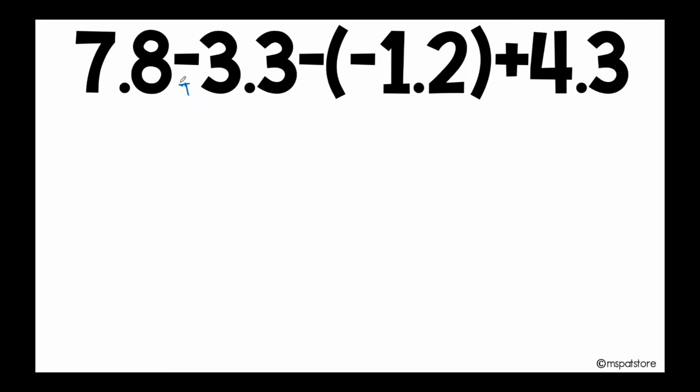Remember that when you're subtracting rational numbers, you need to add the opposite. So let's take a look. We have 7 and 8 tenths. Now I'm going to add the opposite of positive 3 and 3 tenths, so it will be plus negative 3 and 3 tenths. Now I have another subtraction right here, so I'm going to add, remember, the opposite. In this case, it will be positive 1 and 2 tenths, because that's the opposite of negative 1 and 2 tenths. This one is not subtraction, so I'm just going to leave it as it is, plus 4 and 3 tenths.